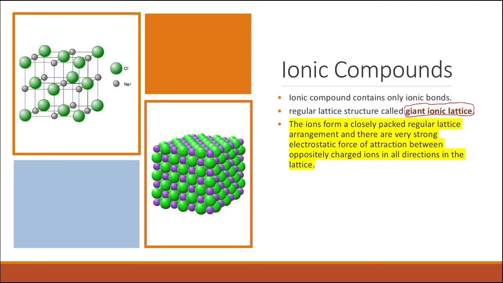So if we look here on the left-hand side, you can find the lattice structure of sodium chloride. Each chloride ion is represented with the green circle, and the sodium with the gray one. As you can see, there is an electrostatic interaction between the oppositely charged ions that works in all directions. That makes the structure look like the packed structure here, a regular lattice arrangement. This is called the giant ionic lattice.